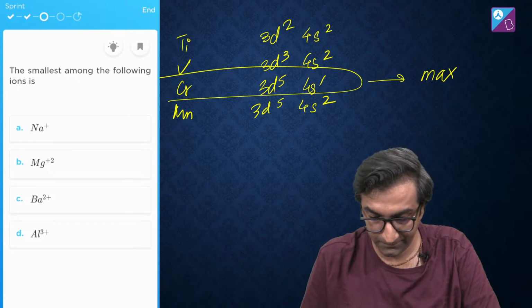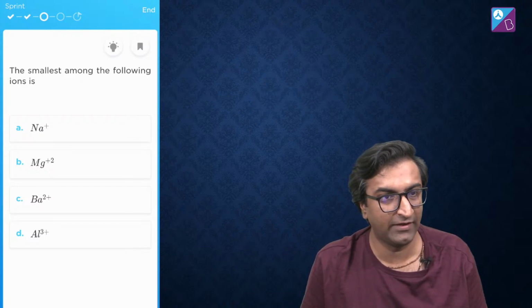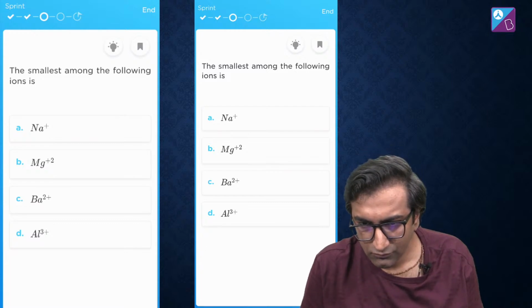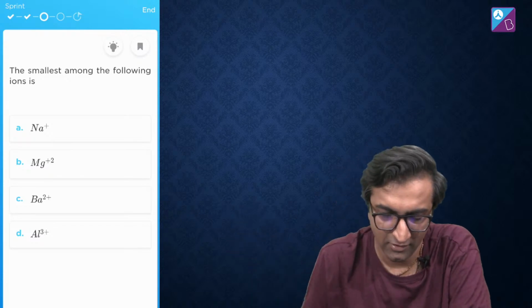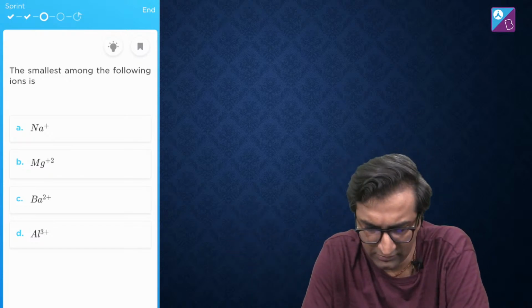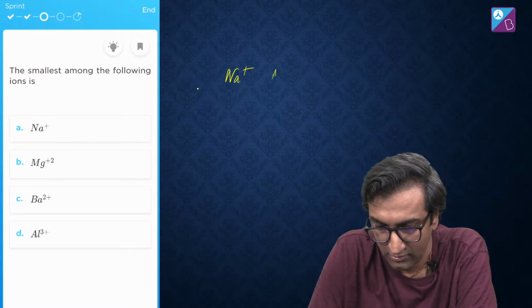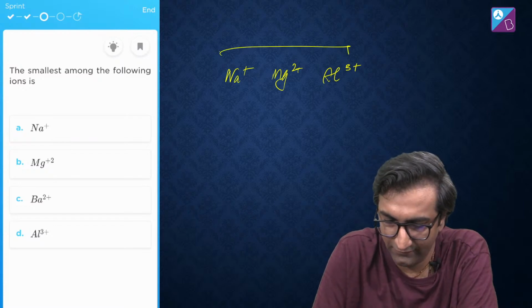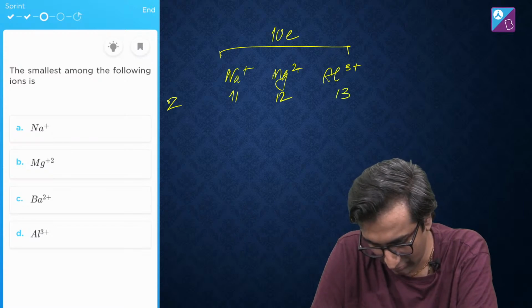Okay, let's go to the next one. What is the smallest among these following ions? इन सब आयन में सबसे छोटा कौन सा है? Okay. Smallest ion. Aren't these isoelectron species? No, they're not. Okay. Yeah, they are. Na plus, Mg2 plus, Al3 plus. They all have 10 electrons, 11, 12, 13 protons.